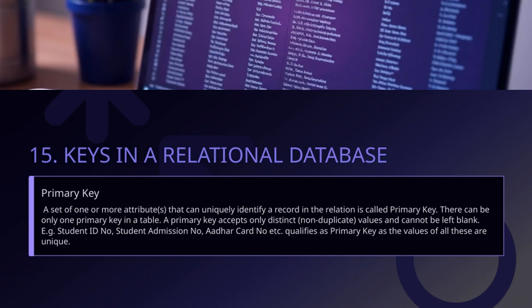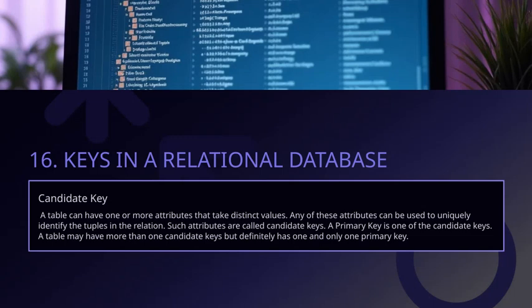When we talk about keys in a relational database, one important concept is the candidate key. A table can have one or more attributes that consistently hold unique values for each row. These attributes are what we call candidate keys because they can each uniquely identify every tuple in the table. Now, among these candidate keys, we choose one to be the primary key. The primary key is essentially the main identifier for the records in that table.